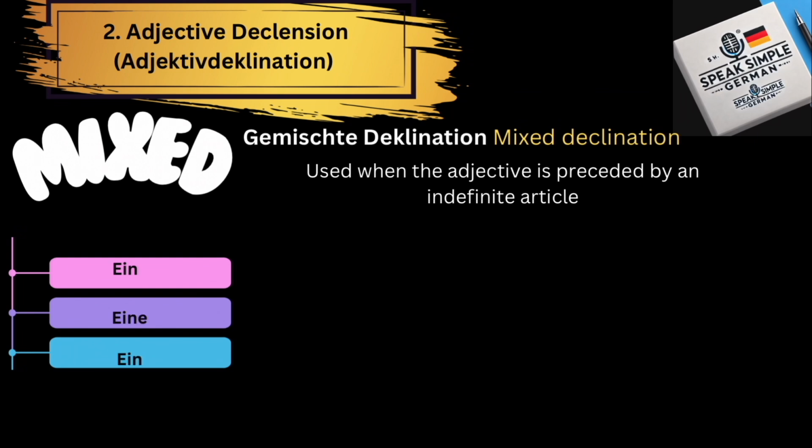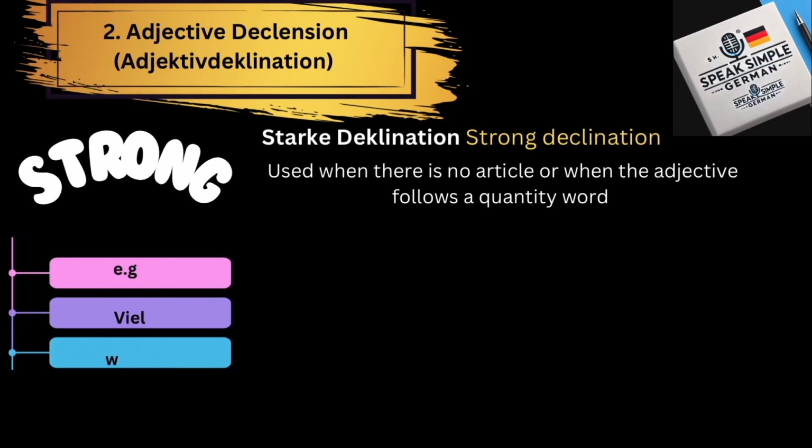Gemischte Deklination. Used when the adjective is preceded by an indefinite article, ein. Examples. Ein großer Mann. Eine schöne Frau. Ein kleines Kind. Starke Deklination. Used when there is no article or when the adjective follows a quantity word, for example, viel, wenig. Examples. Großer Mann. Schöne Frau. Kleines Kind.